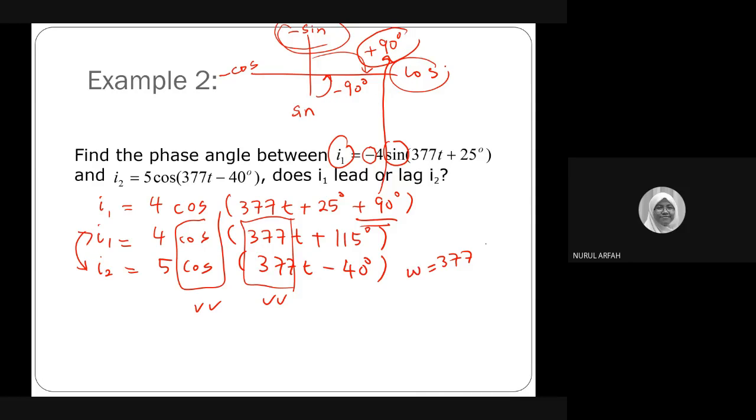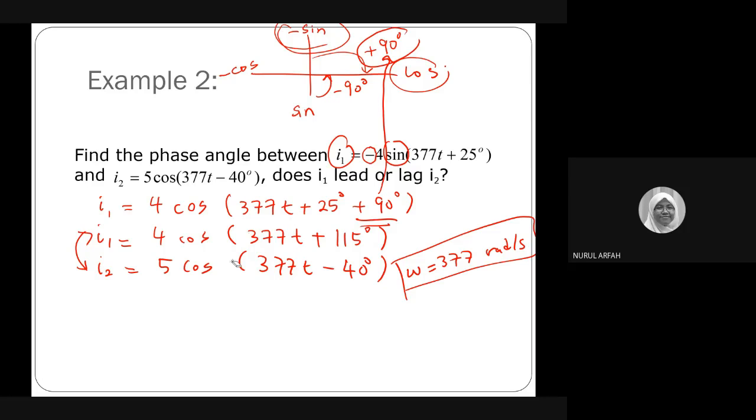This is angular frequency, okay? And this is in radian per second. Why I put it this way? Because later on you're going to have this. So I'm going to keep on reminding you of this. Since these two are the same, you can draw the signal in this form. And is it leading or lagging? Previously I said which one is on the right side and which one is the left side, right? So if you look at here, this is a plus 115. And the second signal has a negative 40 degree, minus 40 degree.